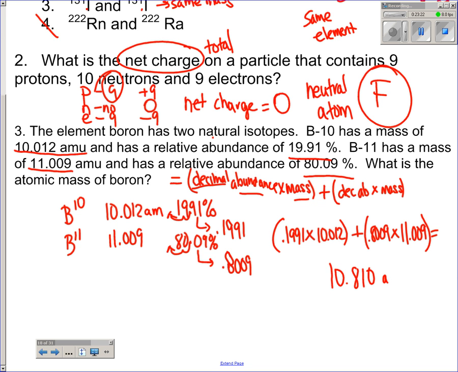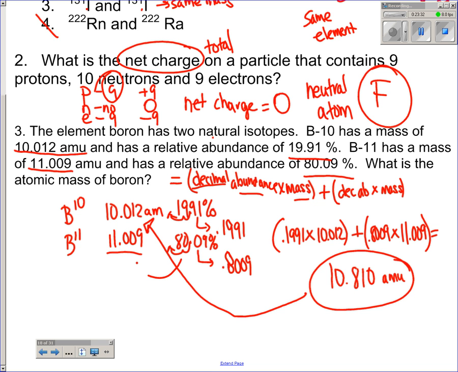10.810. Now this makes sense because this number is in between my two masses, and it's a little bit closer to 11, which has a higher abundance. So the one that has a higher abundance, your average should hopefully be a little bit closer to that.